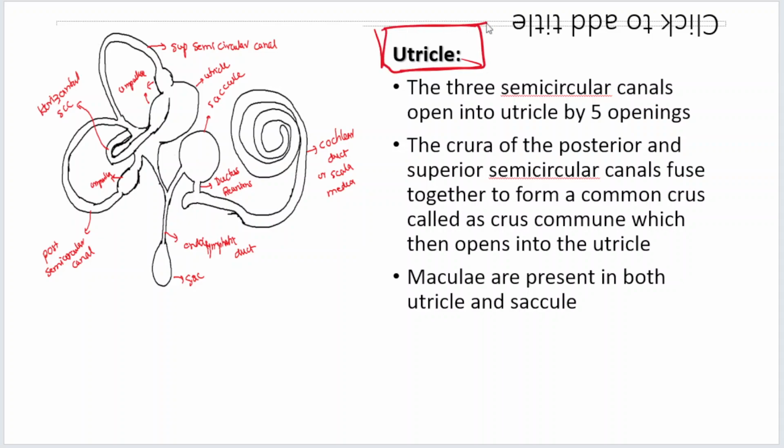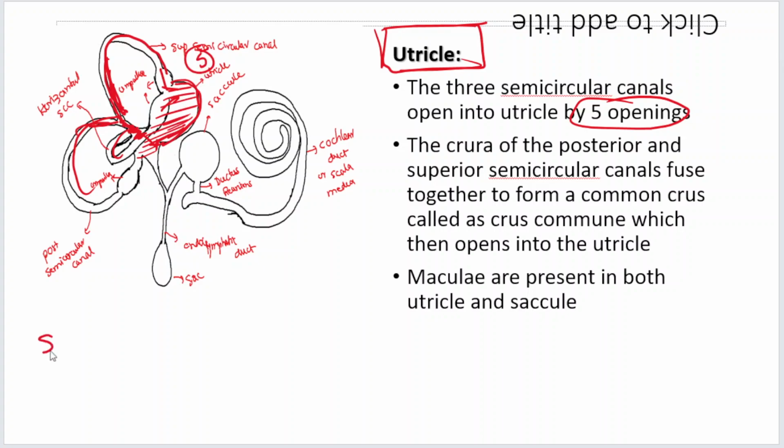Okay, what is utricle? These three semicircular canals open into a structure, the utricle. This is also, you know, an empty structure. It is filled with endolymph. So they open into the utricle by five openings, as I said already, because the crura of the posterior and the superior semicircular canals join to form the crus commune, which opens into the utricle. So this utricle has five openings of the semicircular canals.